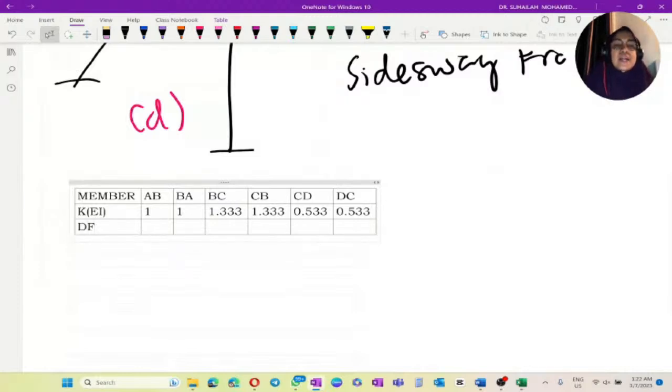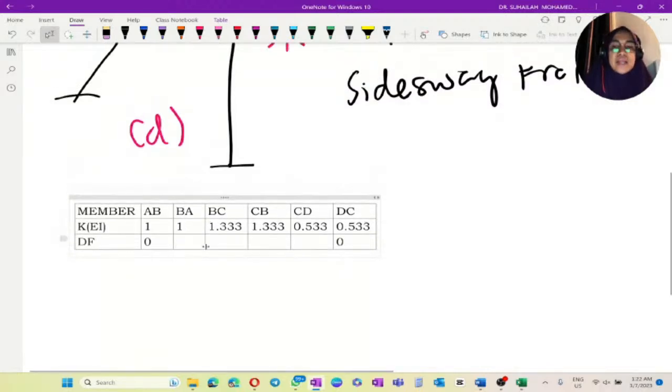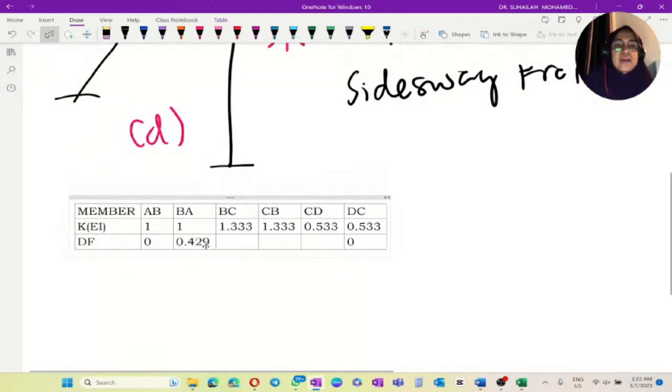And now we will calculate distribution factor. So distribution factor for N fixed A is 0. N fixed D is 0. Okay, now we want to calculate DF for BA. DF for BA is 1 divided by total 2.333. We get 0.429, and another one will be 0.571.